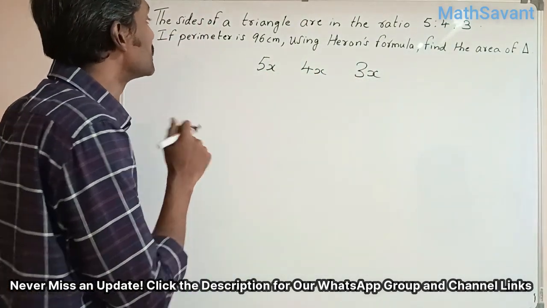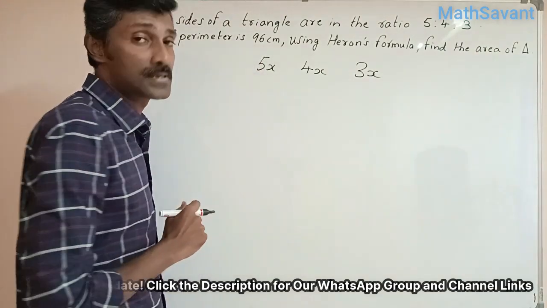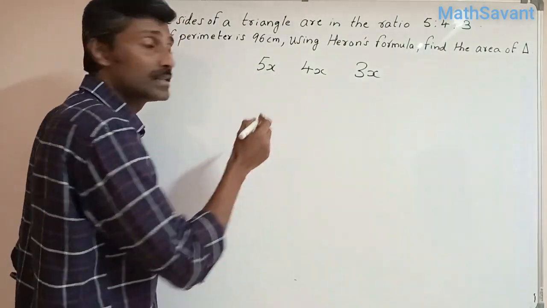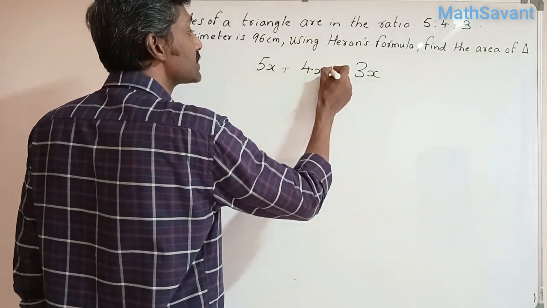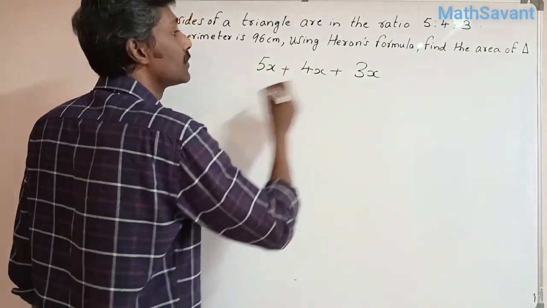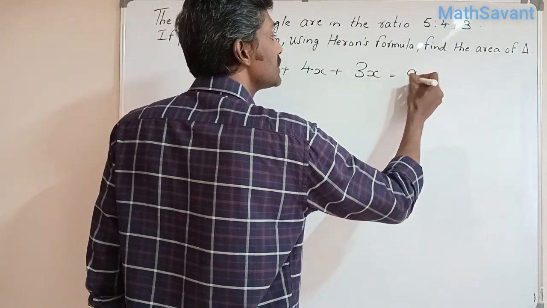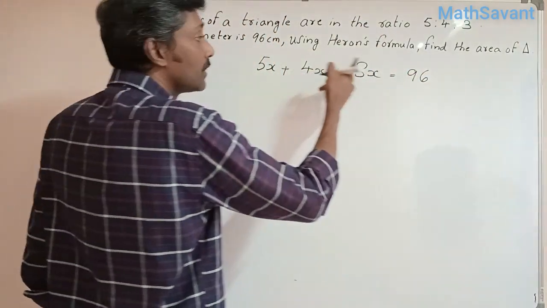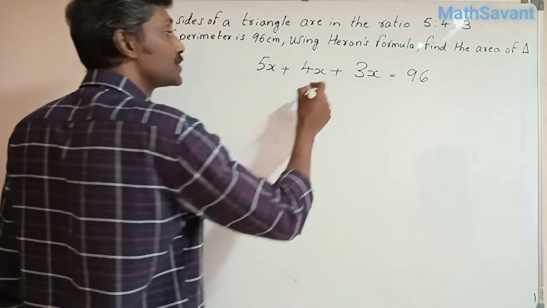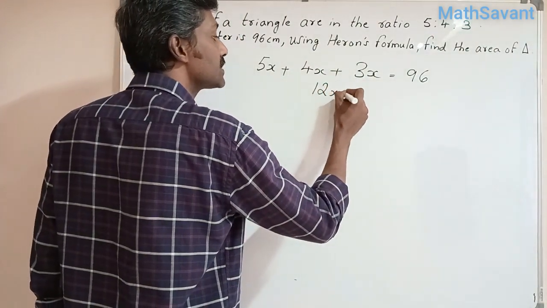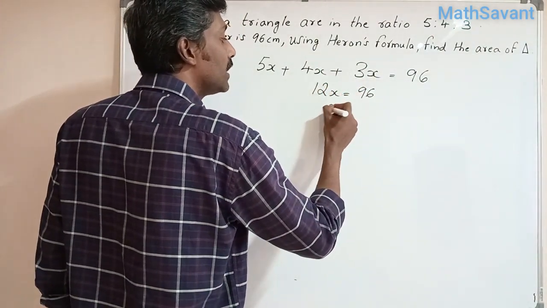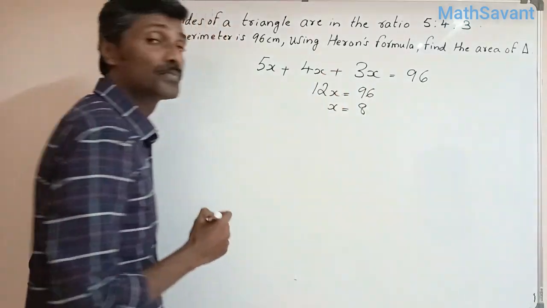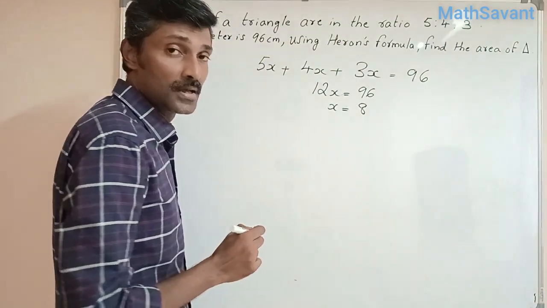Clear? Now it's given that the perimeter is 96 centimeters. What is perimeter? The sum of all the sides, right? So adding all these, we get 96 centimeters. 5 plus 4 is 9, 9 plus 3 is 12, so we get 12x is equal to 96, and when we divide 96 by 12, we get x equal to 8, right? So we got x equal to 8.